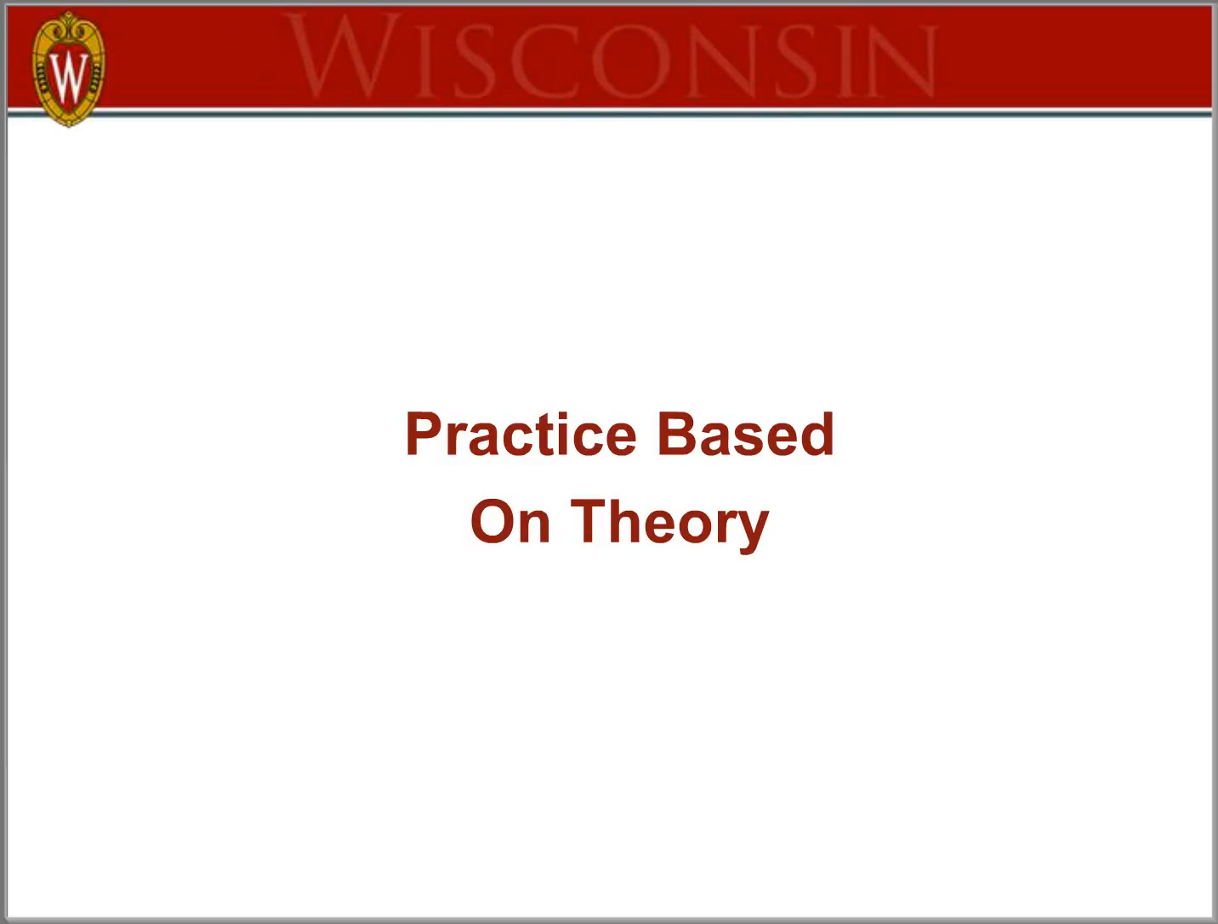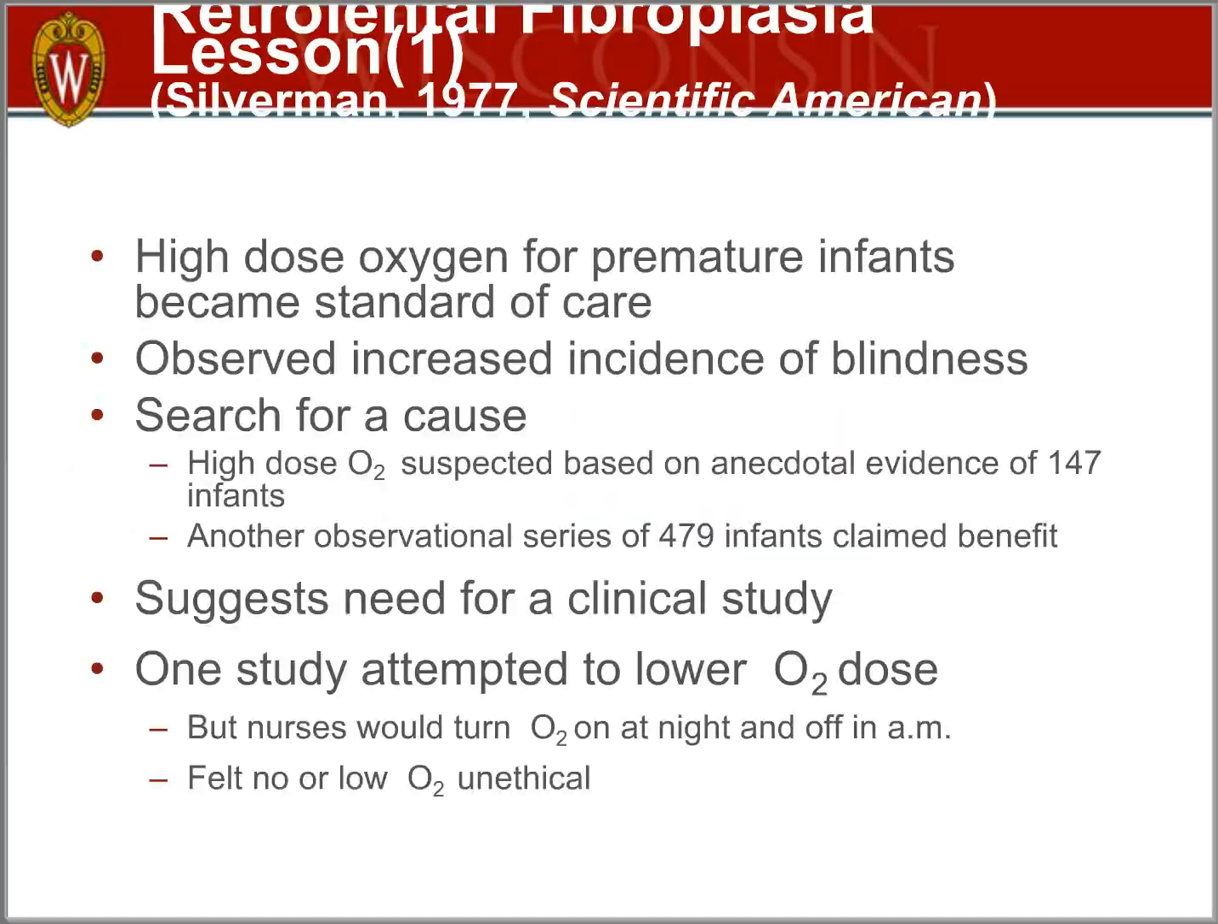Now, sometimes we practice or follow a practice based on theory. Let me share with you a little more detail the retrolental fibroplasia story, a nice publication by Silverman in 1977 in the Scientific American. High-dose oxygen for premature infants became the standard of care. The lung is the last to develop, and if a premature infant has problems with their lung capacity, high-dose oxygen should help it along. That was based on the theory. However, it was observed at the same time that there was an increased incidence of blindness.